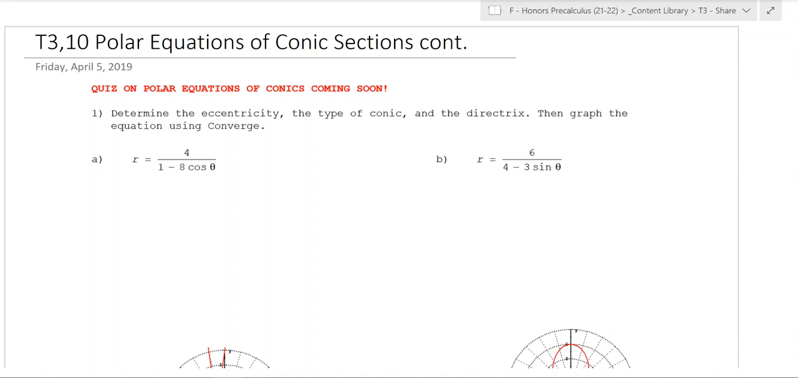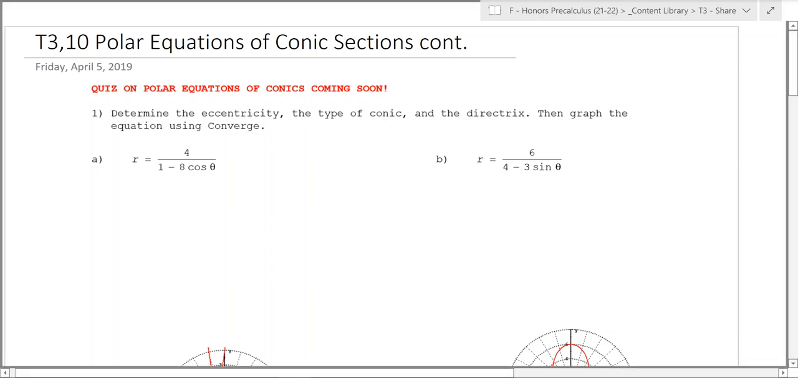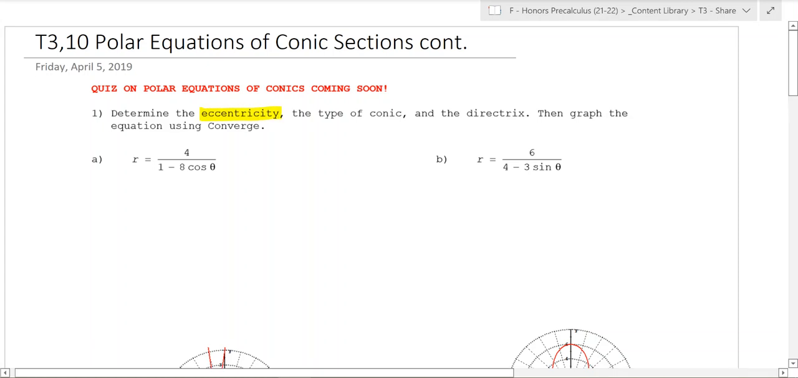We're going to continue talking about polar equations of conic sections. So we're going to determine the eccentricity, the type, and the directrix. That's all we need to find there. And then we can graph it using Desmos or your calculator. Just use Desmos instead of Converge, which is an old program we don't use anymore.